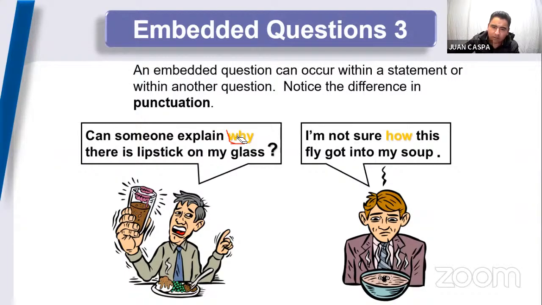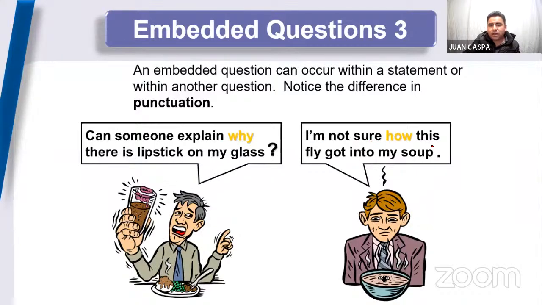How do you think you can use a direct question in this example, Ernesto? Yes, it will be just a question. Why is there lipstick on my glass? Yes, right. That's a direct question. But this is an embedded question. Can someone? The idea is not to be so rude, right? That's the idea. Or this is a kind of a way of speaking only, a kind of idiom.